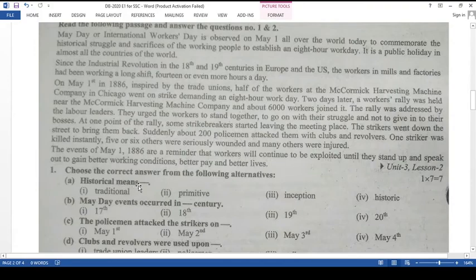Historical means historic. So historical means traditional, primitive, inception, history. Here, historical is an adjective word, as well as historic is also an adjective word. That's why historical means historic, not traditional. Traditional means conventional, that means what has been running for many days. Then primitive means the very beginning level or the very earlier period, that got started from the very earlier period. Inception is also something very elementary or initiative, very root level. But here historical means history.